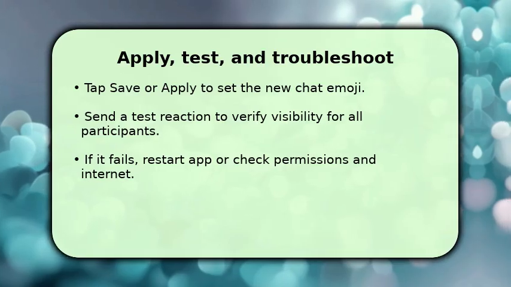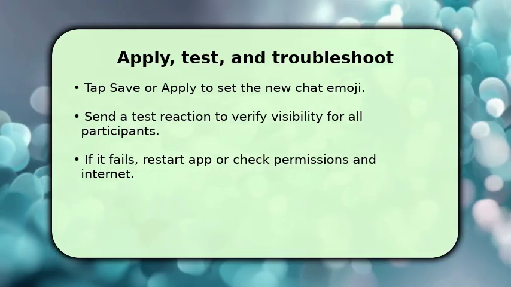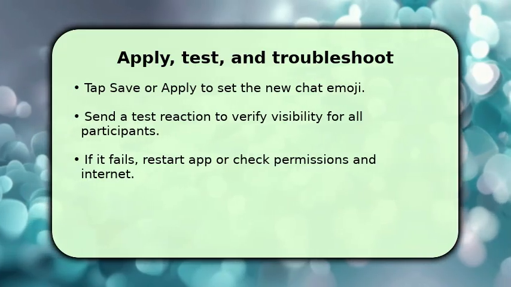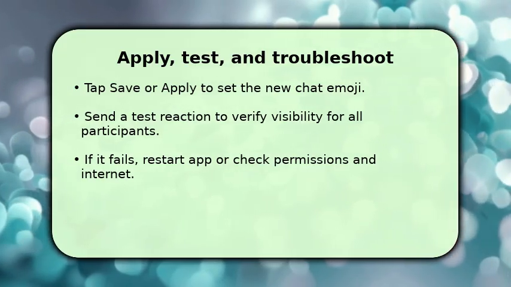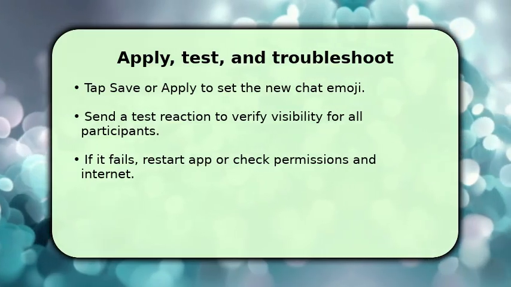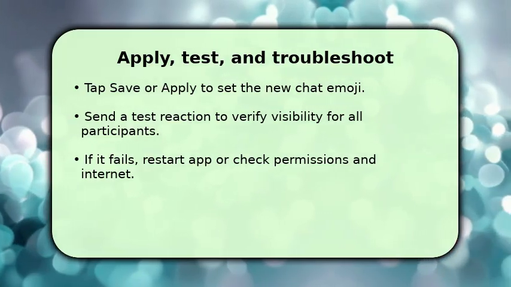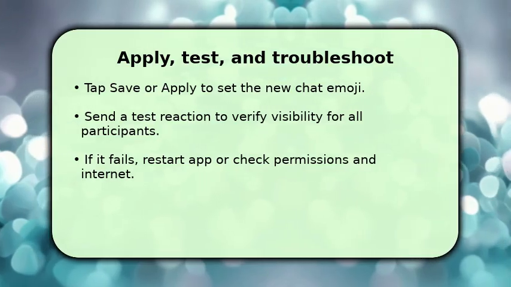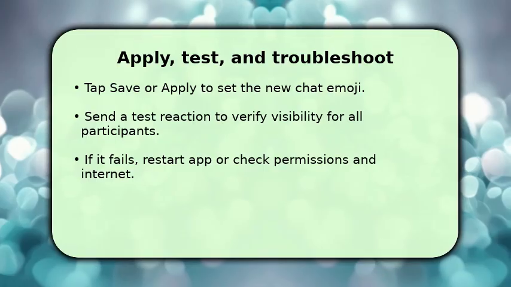Once applied, send a quick test reaction to a message to confirm the icon displays correctly for both you and others, because visual glitches sometimes occur. If you don't see the change, force close and reopen the app, confirm you're online, and ensure the app has storage or media permissions. Doing those steps usually resolves sync or permission problems quickly.